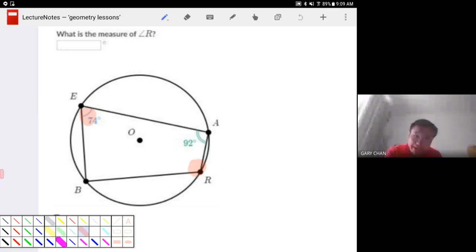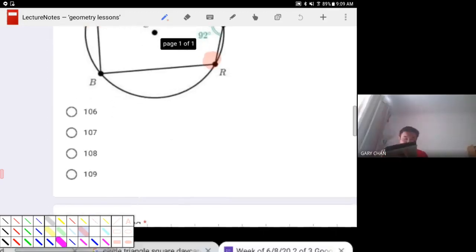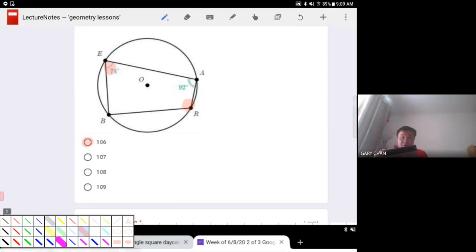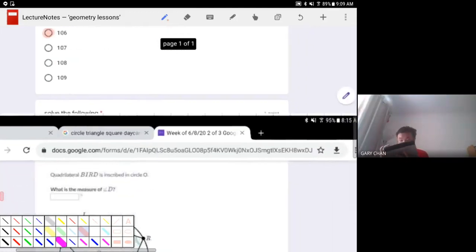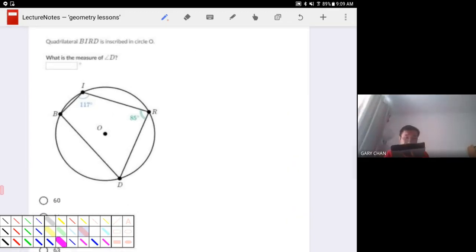Kian, what would be R as a result of this? R in this case would be 106, because that's indeed opposite. That's right. Okay, so it would be 106. So that's question 2. Question 3, guys.